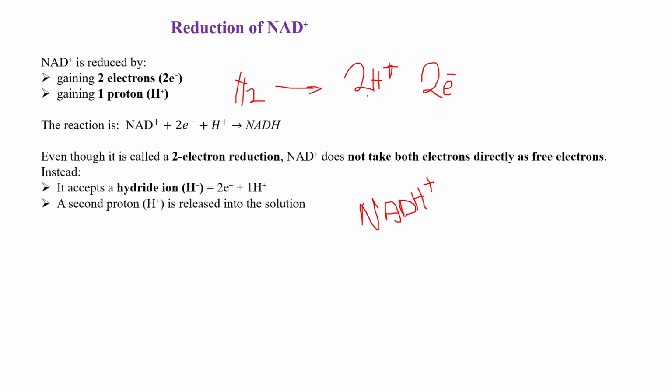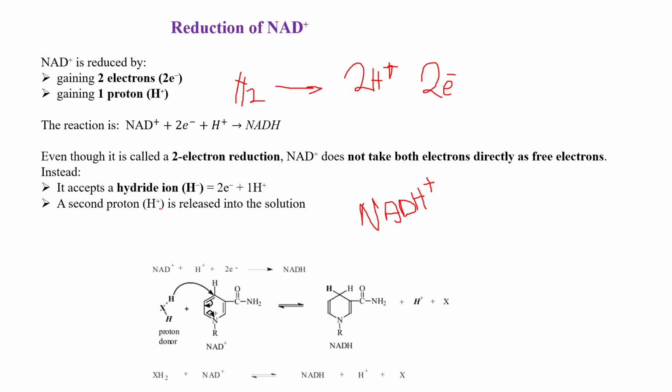Remember, we are using only one of the H from the 2H+. We are releasing only one, and we are using one. So this second proton is being released into the solution. So the conversion, or the reduction, of NAD+ to NADH releases protons into the solution. That is also another factor that you should keep in mind.